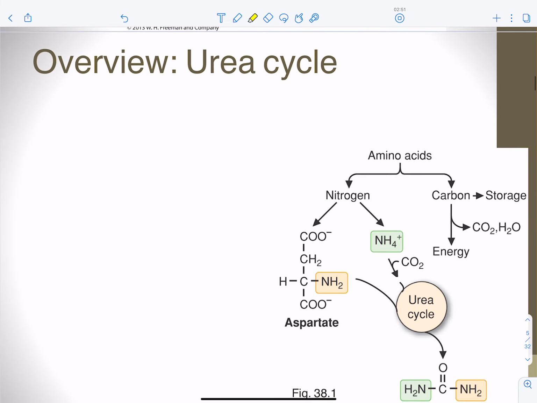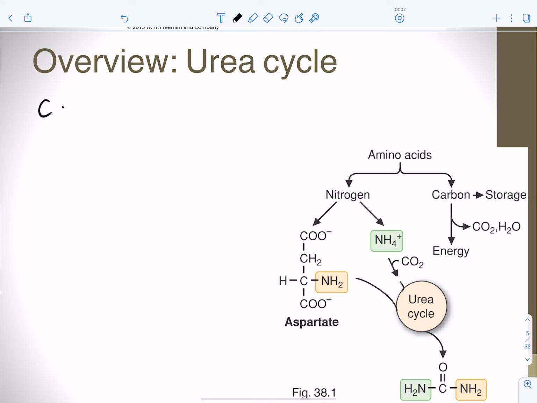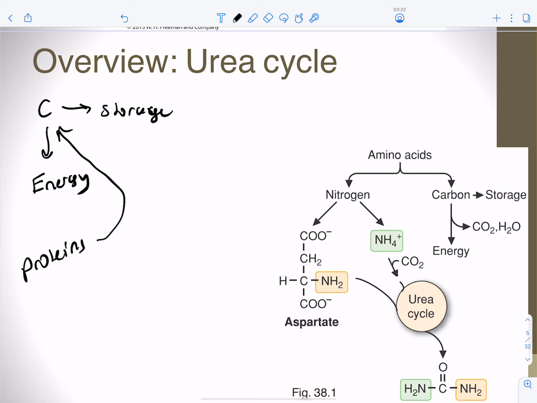So just a general overview of the urea cycle. In the urea cycle, you have your carbon and nitrogen. Your carbon can be used for energy, or can be stored as glycogen or fatty acids. So carbon sources can go for storage. We can also go for energy, when those carbon sources come from proteins. Again, you can have your carbon sources, and then your nitrogen is going to have to go to the liver for urea.